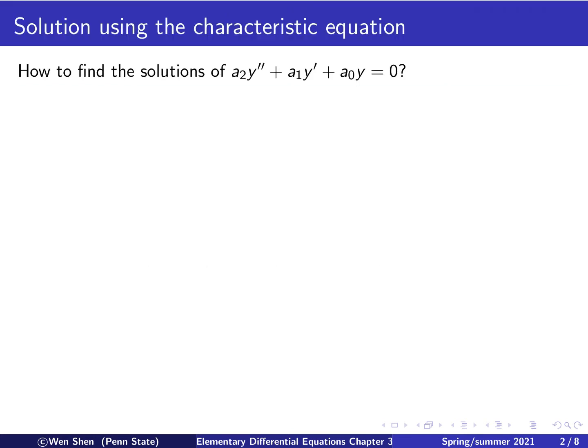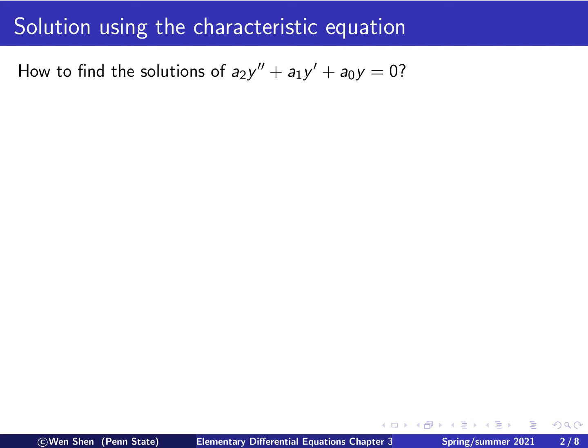We consider second-order differential equations with constant coefficients, and we will explore an algorithm to solve this equation using the characteristic equation. To get started, this is the equation we will be dealing with, where a2, a1, a0 are constants, and the right-hand side is 0.